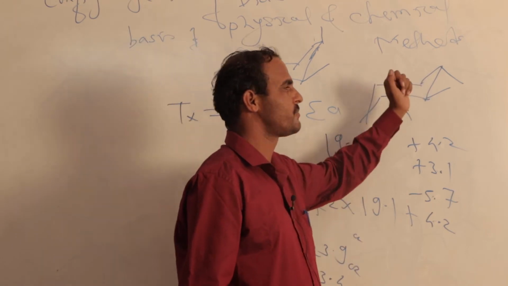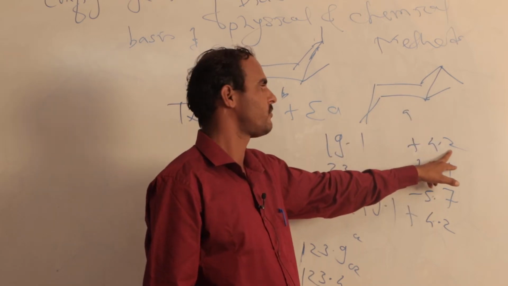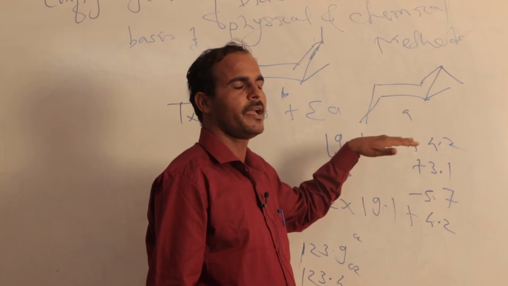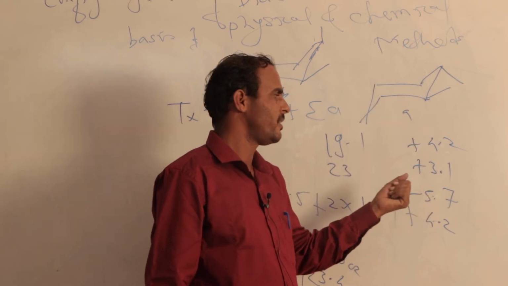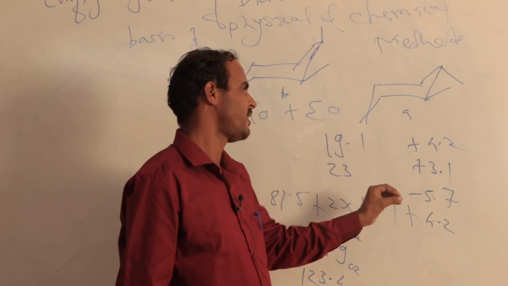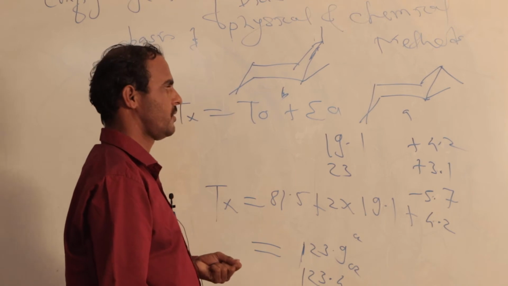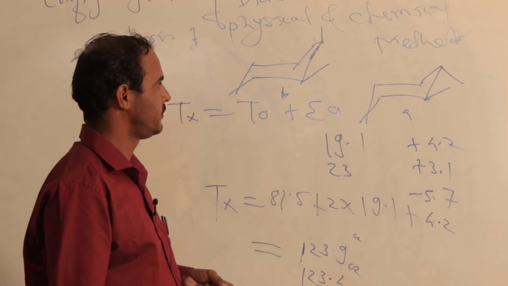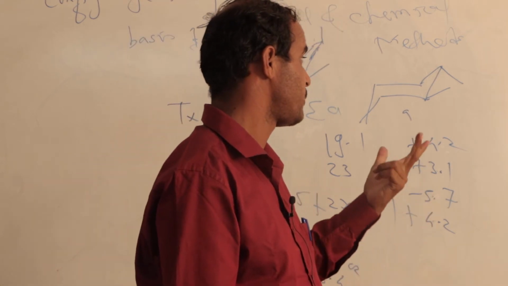So here 2 substituents are present, both are equatorial, so at that time I add the value that is 4 plus 4.2. Suppose one is axial, another equatorial, then add the value that is 3.1. For 2 geminal dimethyl groups, add the value that is minus 5.7. So in this way we are going to compare the boiling points of these compounds, and on the basis of this we are going to determine the exact configurations of diastereomer.